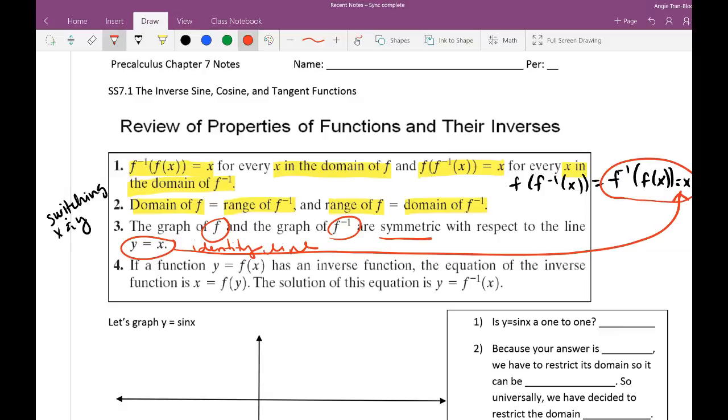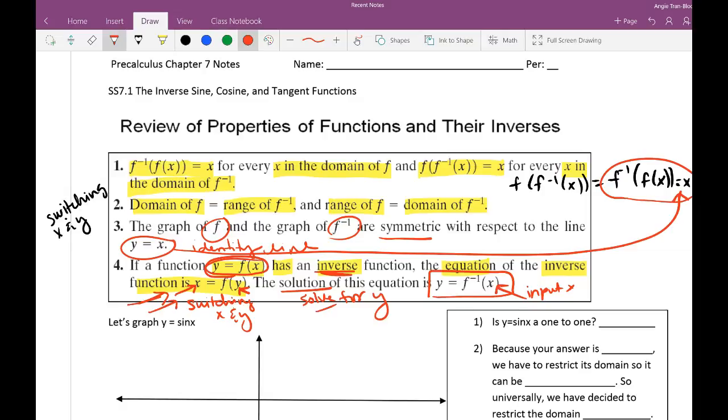If a function y equals f of x, we are on number 4. So whatever this function is, if it has an inverse, the equation of the inverse function is switching x and y. So this right here is switching x and y, okay? Notice how now y is the input and x is the output. That's what it means to switch x and y. And then you have to solve for y. When you solve for y, y is now equal to the inverse of an input x, okay? So in short, if a function has an inverse, you need to switch x and y, and then solve for y.